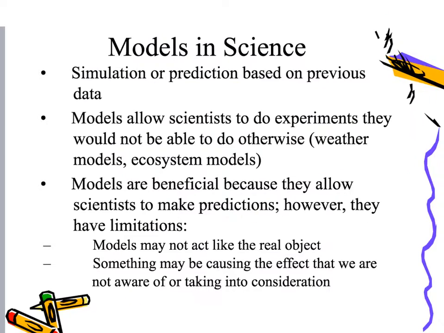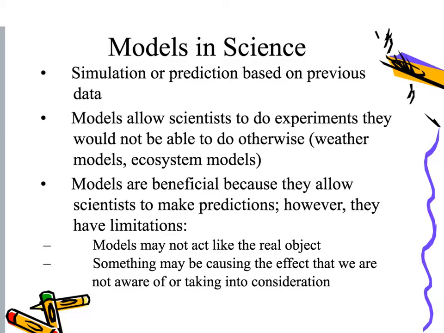So models are beneficial because they allow scientists to make predictions that they may not have been able to predict otherwise. So, for example, if a scientist was trying to study a tornado, they might be able to make a simulation inside of a bottle to understand the shape and the effect of the tornado, but you wouldn't just be able to snap your fingers and automatically create a tornado. So they're beneficial in that regard.